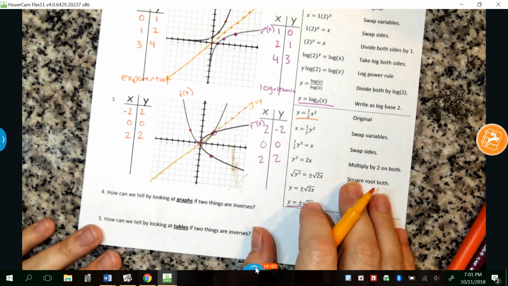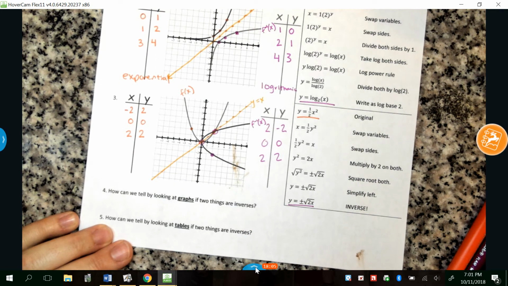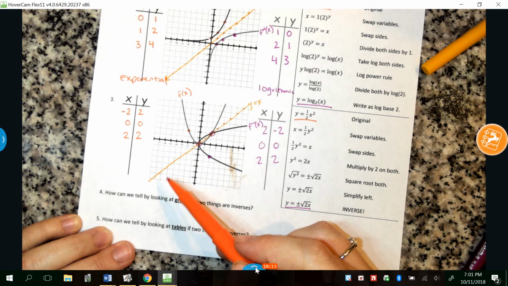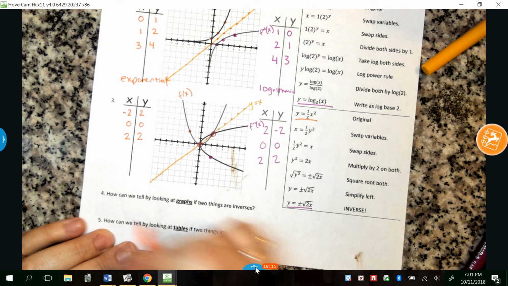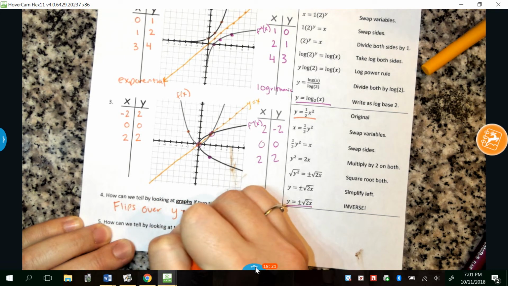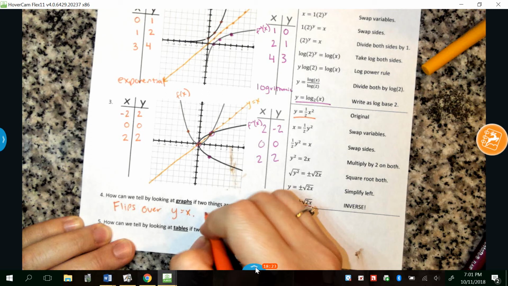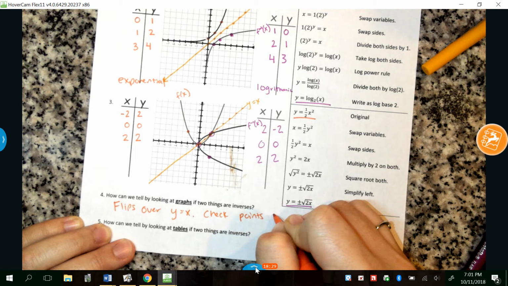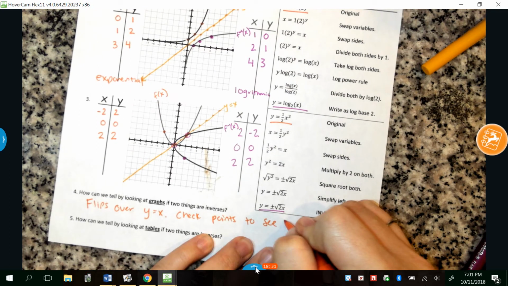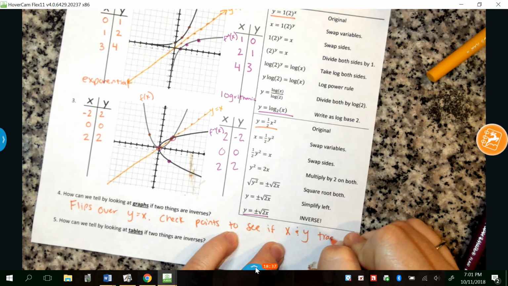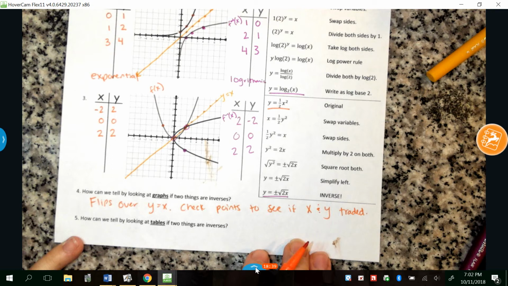So when it says how can we tell by looking at the graphs if two things are inverses, it's really up to you. You could look at the points and flip them, kind of like we did here. You can just tell by drawing your parent function. So we'll say it flips over y equals x, and check points to see if x and y traded.